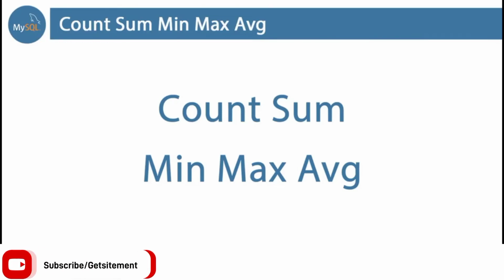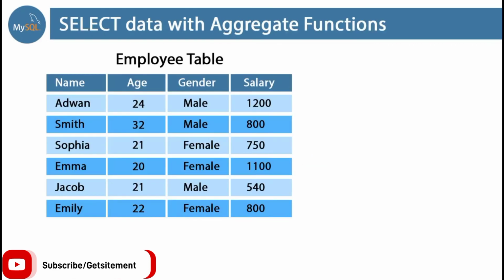In this tutorial, we are going to learn aggregate functions like count, sum, minimum, max, average, etc. Here you can see an employee table and there are 4 columns in this table: name, age, gender and salary. Suppose now I want to know how many employees we have in our company. I just want to count the total employees. For this, we need to use an aggregate function which is count.